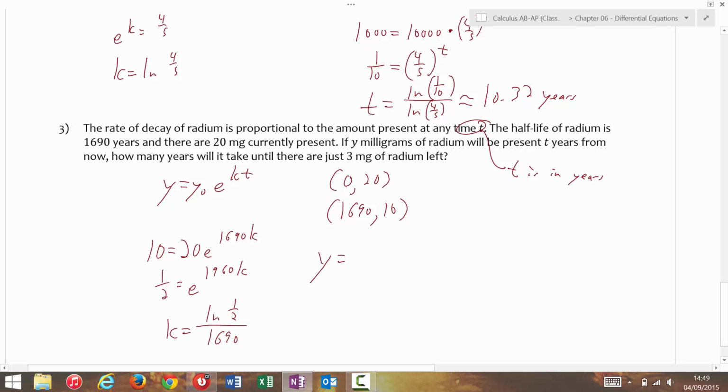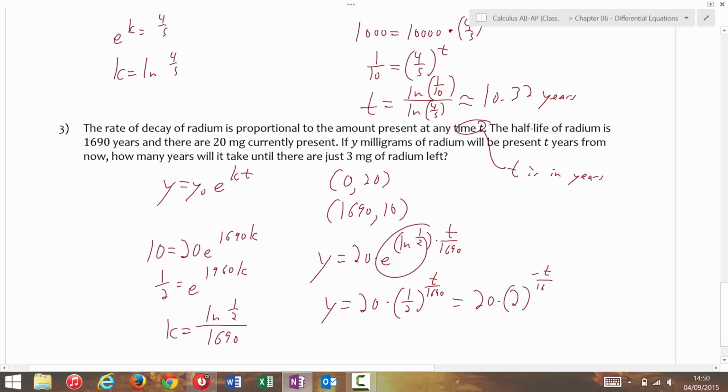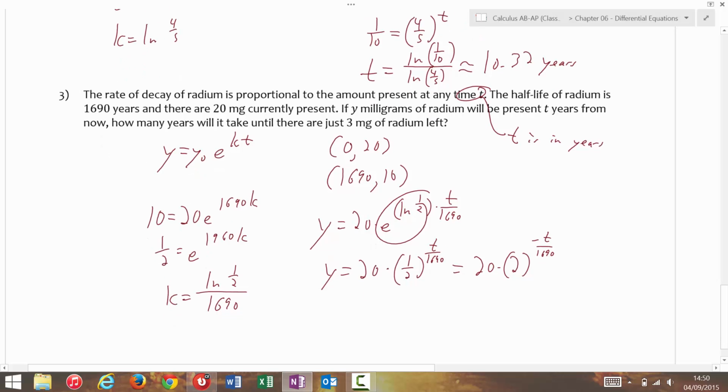Putting that back in, I get y is equal to 20 times e to the ln of 1/2 times t over 1690. That's just substituting this in for k and doing a little manipulation. So this part here can become 1/2 raised. So I got y is equal to 20 times 1/2 to the t over 1690. And you might also see that as 20 times 2 raised to the negative t over 1690. Those are the same thing, and you should see why those are the same thing.